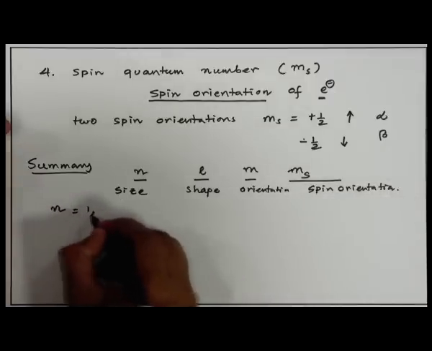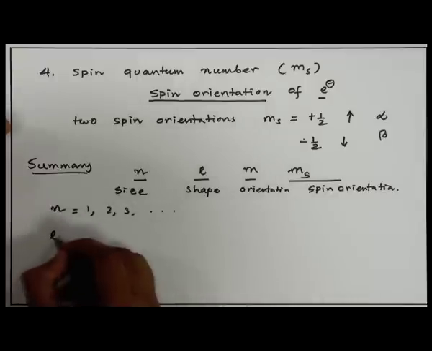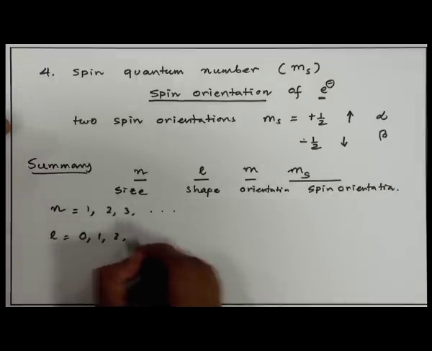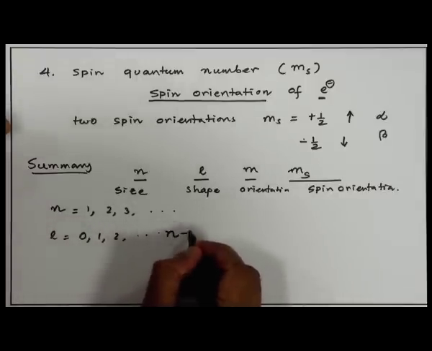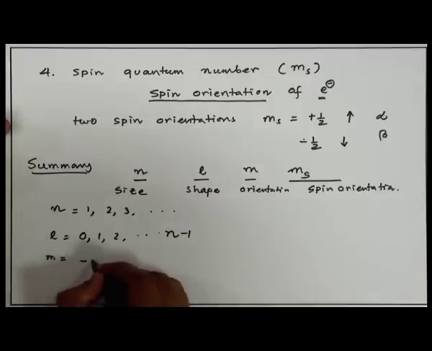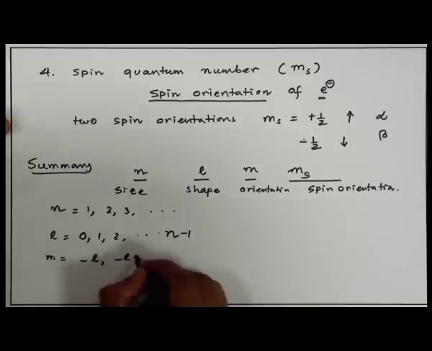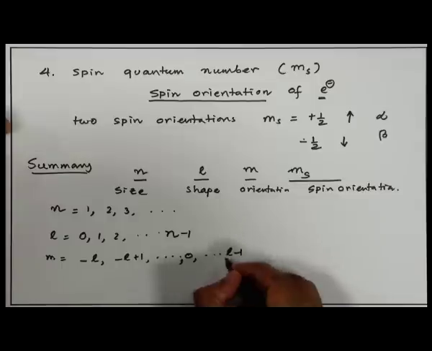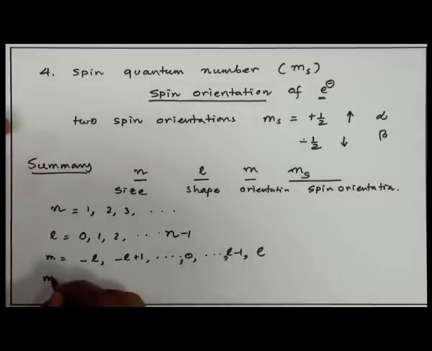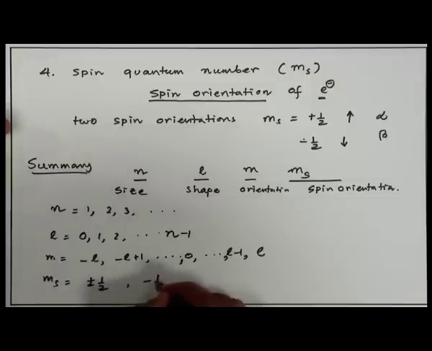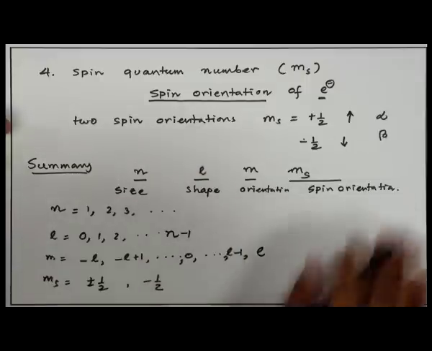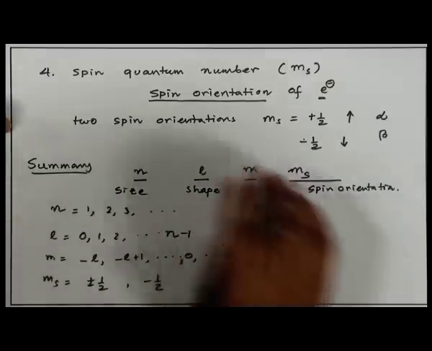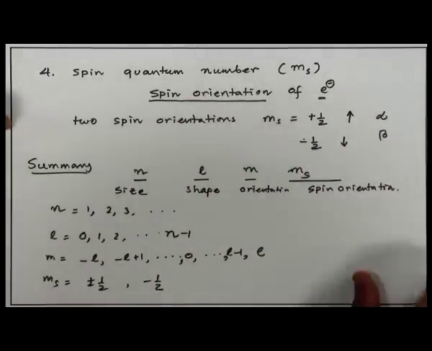n can be 1, 2, 3, so on and so forth. l can go from 0, 1, 2 till n minus 1. m can have values from minus l, through 0, to plus l, and ms can have plus half or minus half. These are the quantum numbers that are used to uniquely identify an orbital or to uniquely identify an electron.